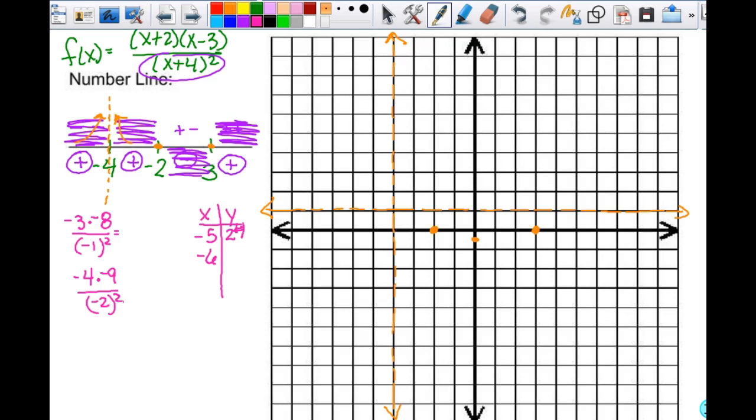Kind of ignore the signs. Well, 2 squared is 4, so that's going to cancel out with that, right? And that just means that's a positive 9. Can I graph that one? Yes. So we'll go to negative 6, 9.